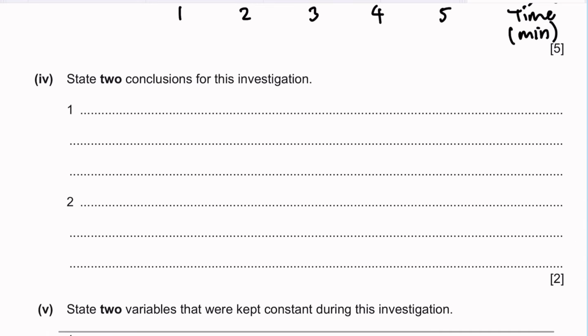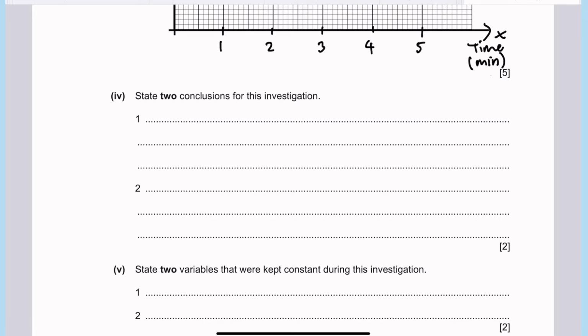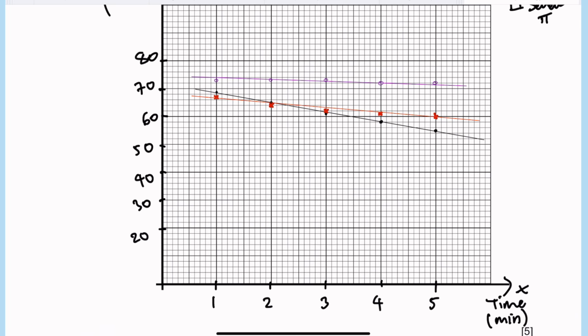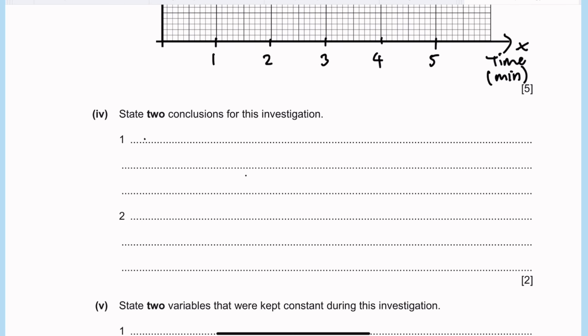State 2 conclusions for this investigation. So 2 conclusions for this investigation would be, number 1, as time increases or as time progresses, the temperature decreases. That's the first thing you can say. So as time increases, temperature decreases.